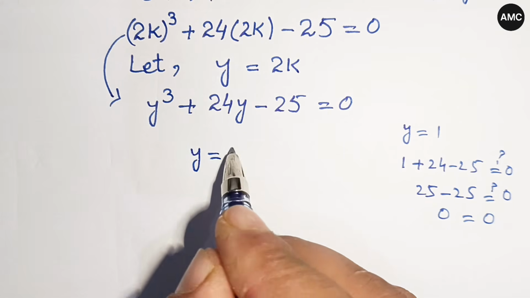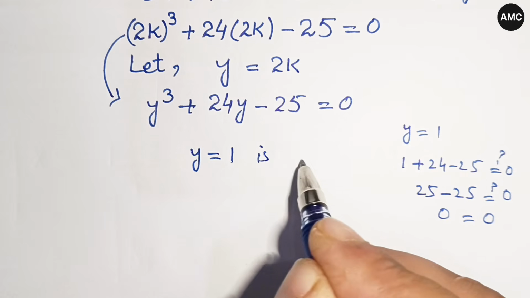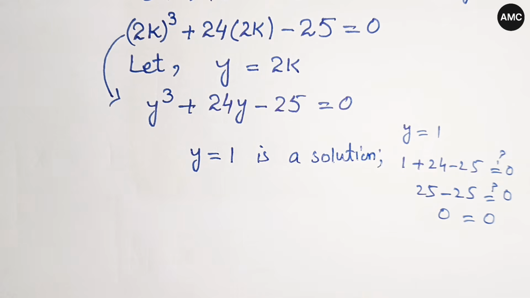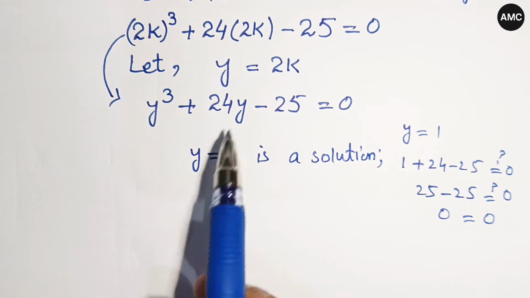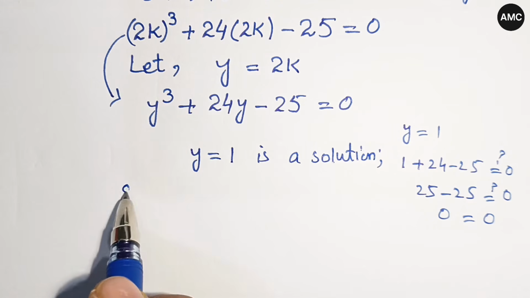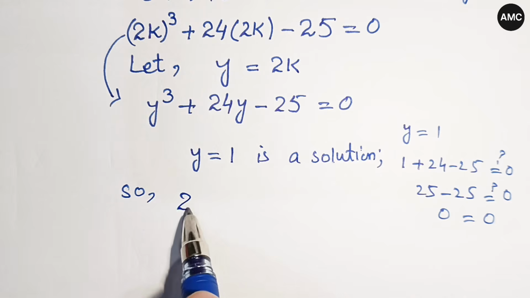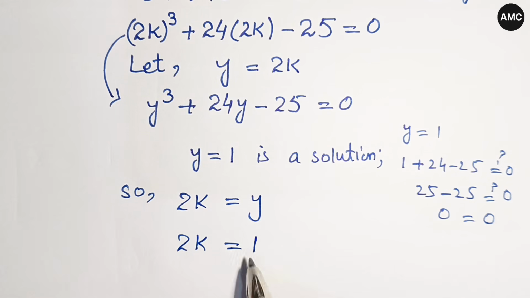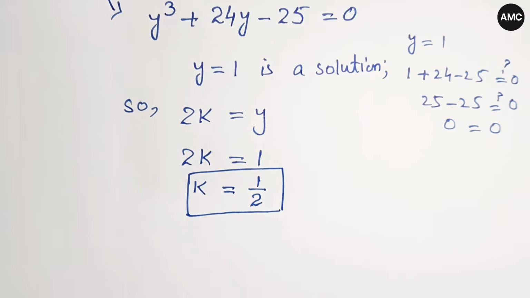Y is equal to 1 is actually a solution of this equation. So y is equal to 1, and we supposed that y is equal to 2k. So 2k is equal to y, and putting the value of y, we get 2k is equal to 1. To find the value of k, dividing both sides by 2, we get 1 over 2. So here we have the value of k is 1 over 2.